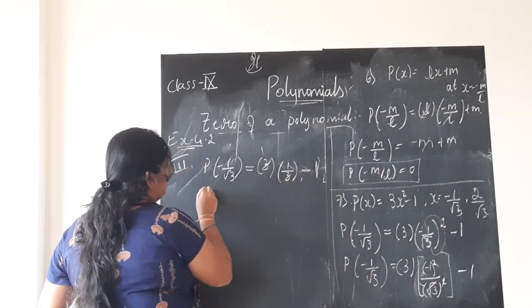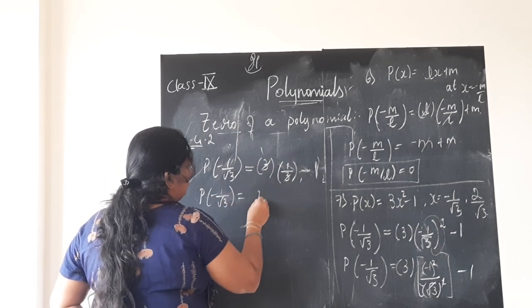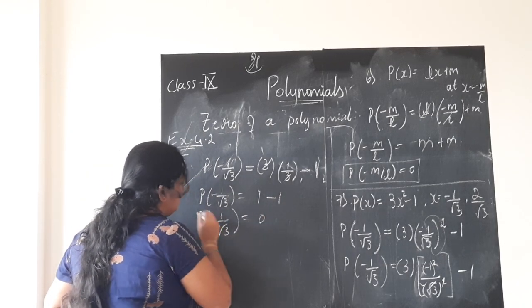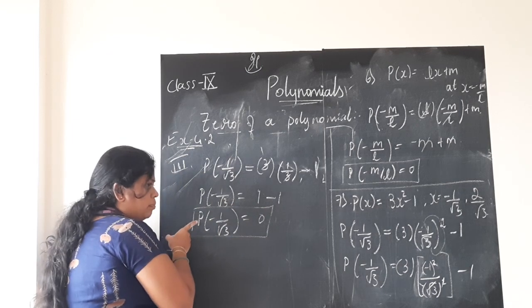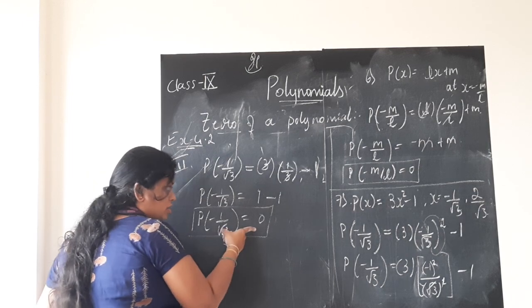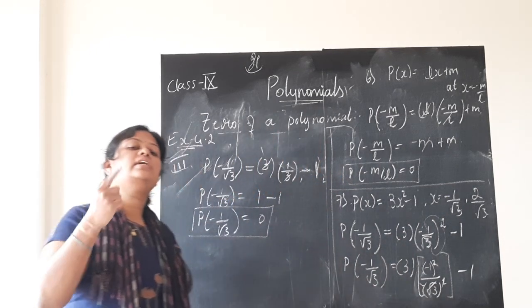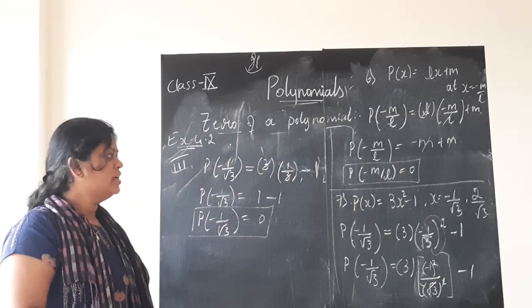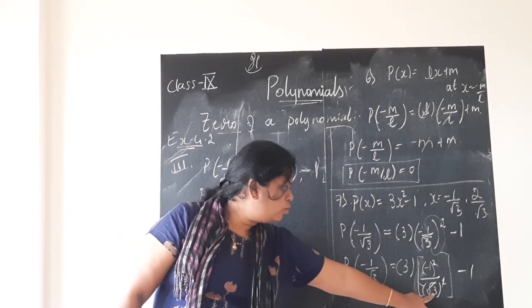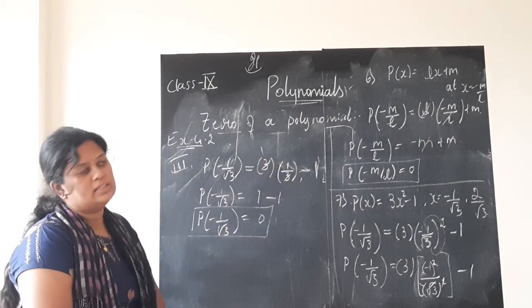3 ones are 3, 3 ones are 3. P of minus 1 by root 3: 1 1 gone, I am left with 1 minus 1. P of minus 1 by root 3 is equal to 0. Since P of minus 1 by root 3 is equal to 0, x is equal to minus 1 by root 3 is a zero of the polynomial, you will write. The simplification part: square root 3 whole square, the square and root cancel, I am left with only 3. So I wrote 1 by 3. 3 ones are 3, 1 minus 1 is 0.